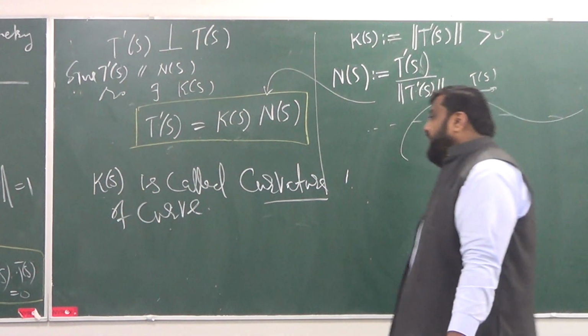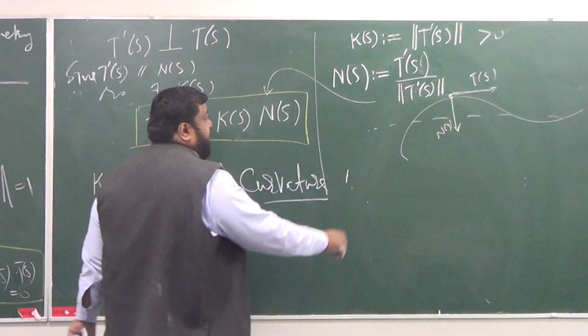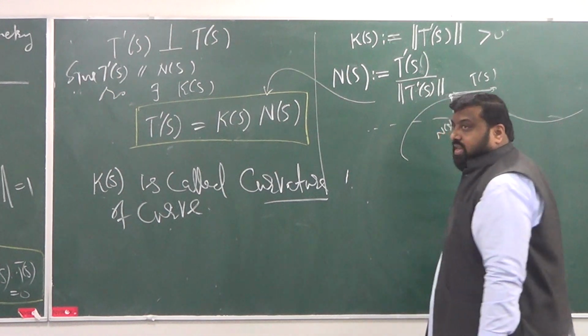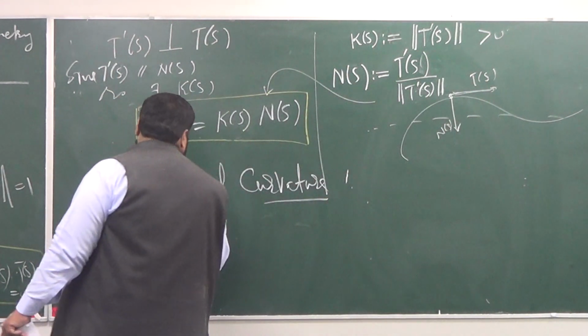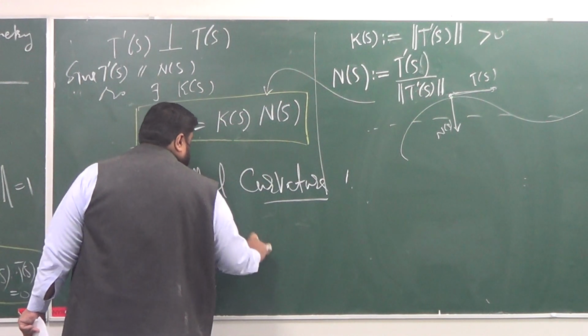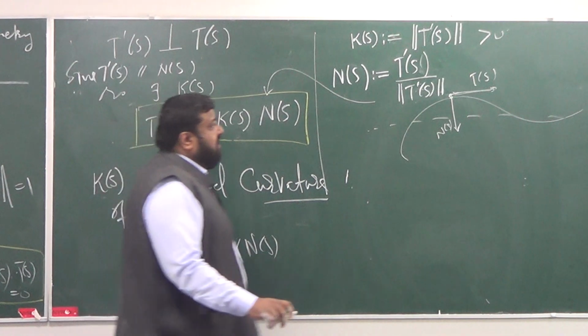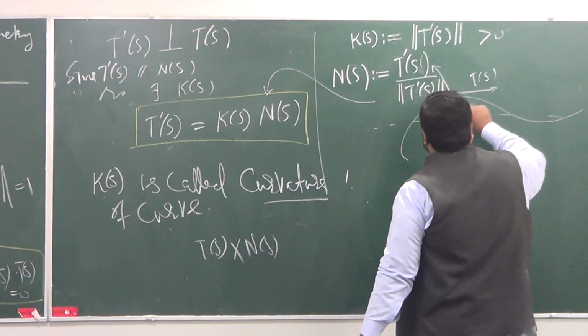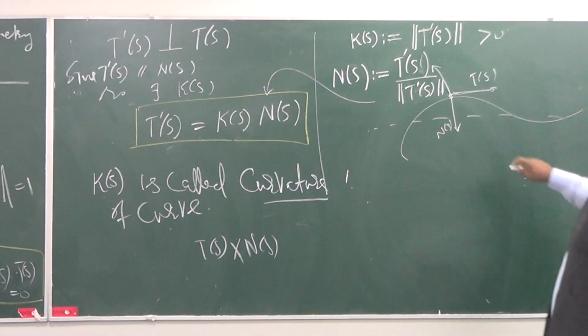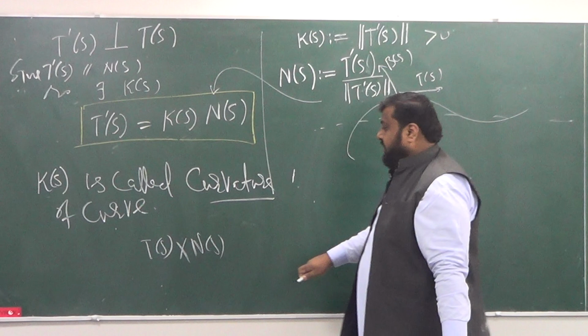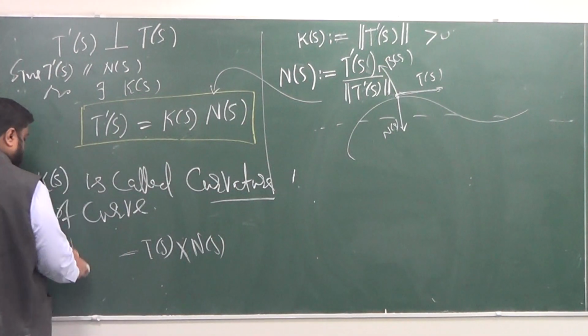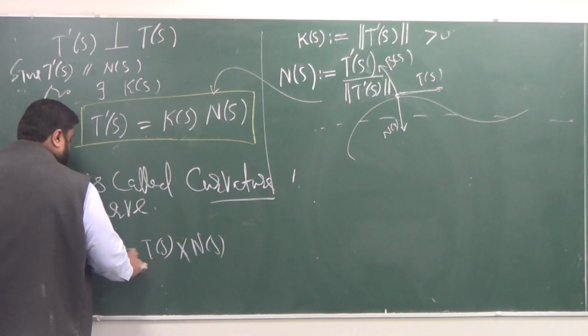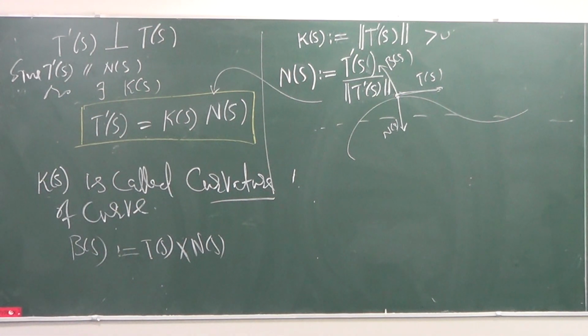Okay, the next is that now we have our two vectors, the tangent vector and the normal vector. Take their cross product, T of S cross N of S. What are you going to get? You're going to get another vector which is perpendicular to the plane of both. Let's denote this by B of S and call this vector the binormal vector. So the binormal vector is a vector which is perpendicular to the plane of both tangent and normal. Is it making sense?